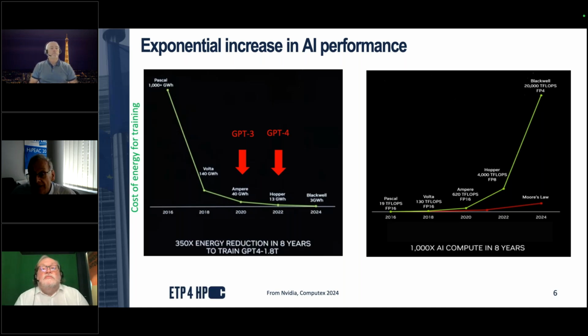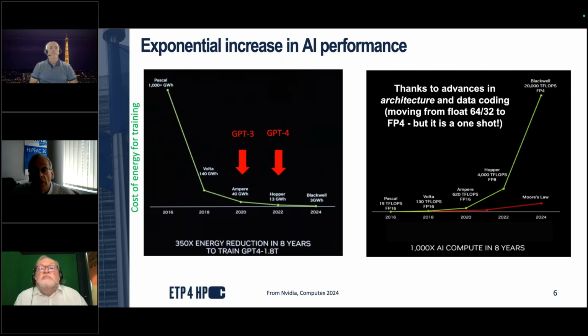And you see here in this slide that it's not only Moore's law. You see in red that Moore's law has only a small contribution to this. So the main progress is due to the architecture and of course data coding. You see that in 2016, LLMs were mainly done in floating point 16. Now it's more in floating point 4.